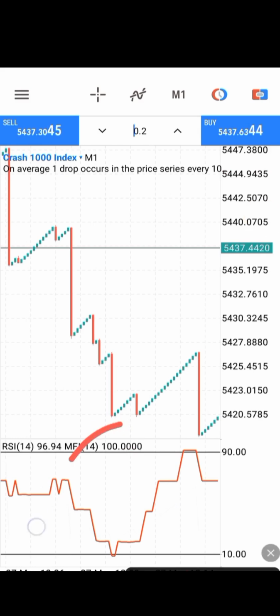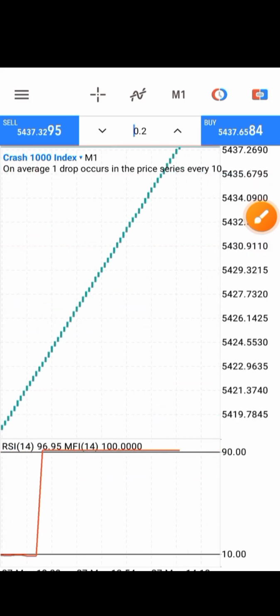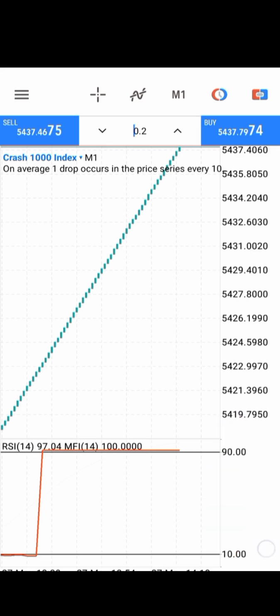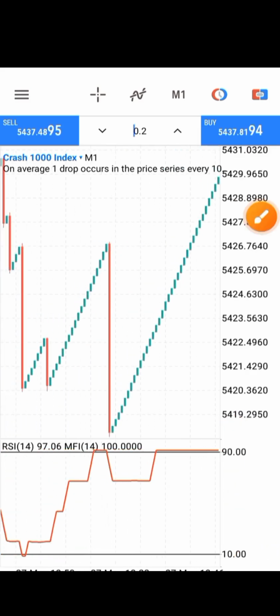RSI is also similar to the stochastic oscillator. The way they appear and their functionality is very similar to each other. You understand? The stochastic oscillator, the RSI, we are talking about RSI, don't get it twisted. RSI is scaled from 0 to 100. It also measures the overbought and oversold in the market.